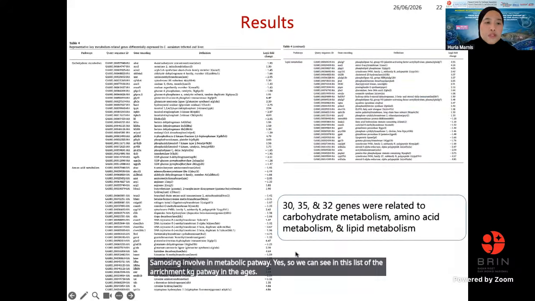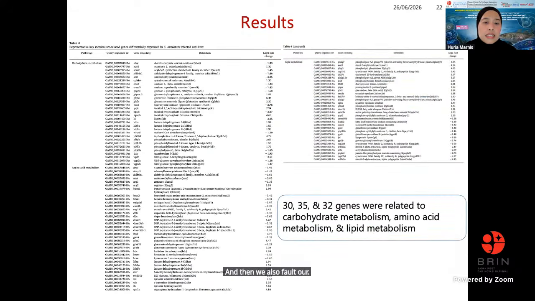And then we also found around 30, 31, and also 32 genes related to the carbohydrate metabolism. This is around 30 here. And then 35 were related to the amino acid metabolism, and then 32 genes were related to the lipid metabolism.